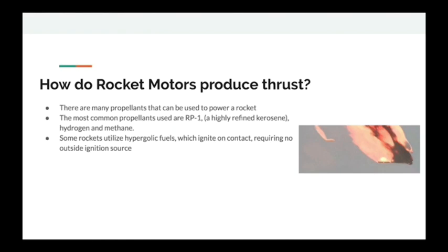Some rockets utilize hypergolic fuels, which ignite on contact and therefore require no outside ignition source, simplifying the rocket motor. The most commonly used hypergolic fuels are hydrazine, N2H4, and monomethylhydrazine, CH3NHNH2. However, these fuels are extremely carcinogenic and toxic, and so they're not used on rockets meant to transport humans and are becoming more and more rare in the modern rocket industry.